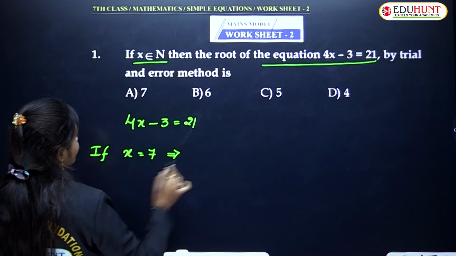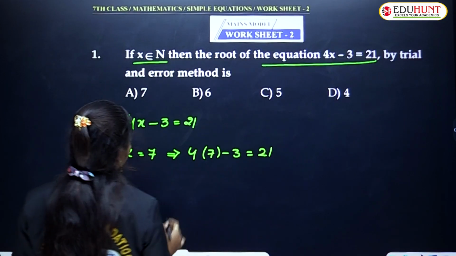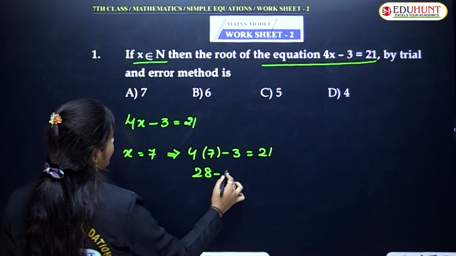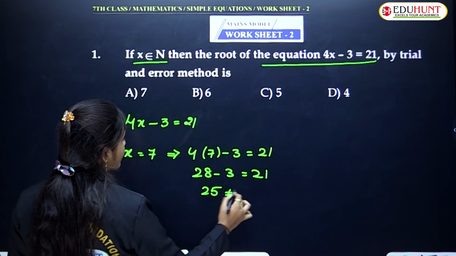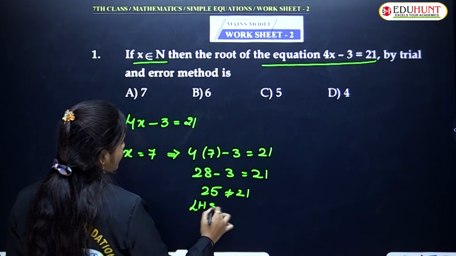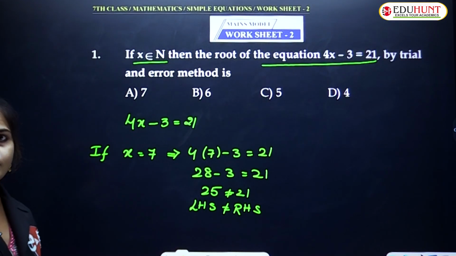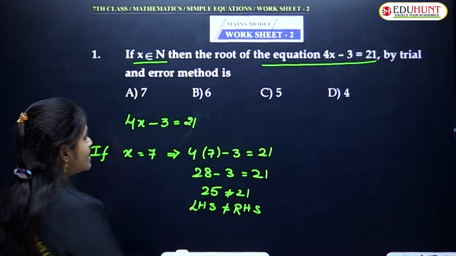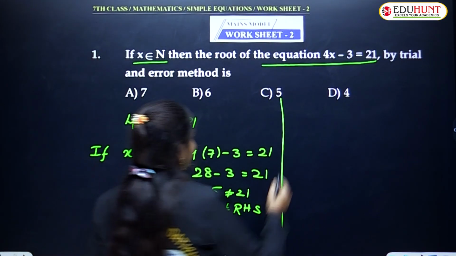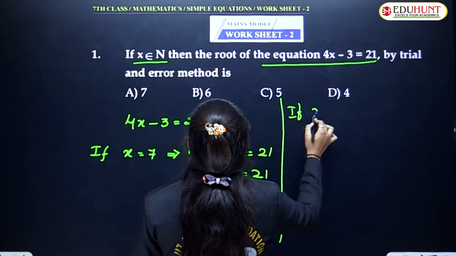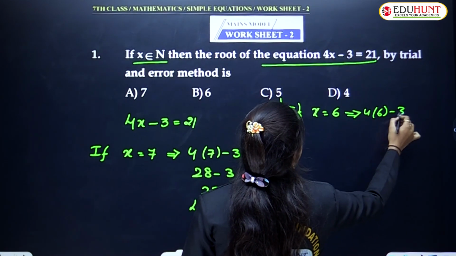First option, if x is equal to 7, then 4 into 7 minus 3 is equal to 21? 4 sevens are 28, minus 3, 25 is not equal to 21. So as per this, LHS is not equal to RHS. So this value is not satisfying here. Understand? Yes.